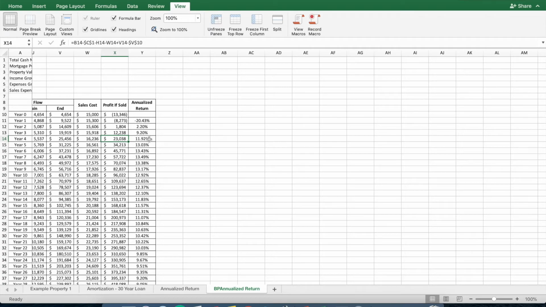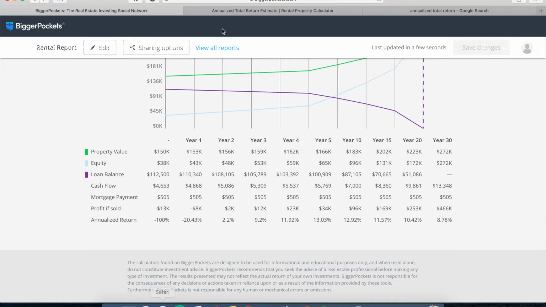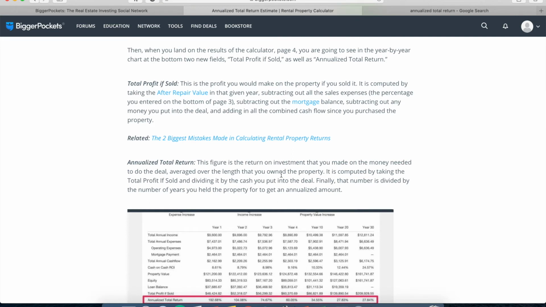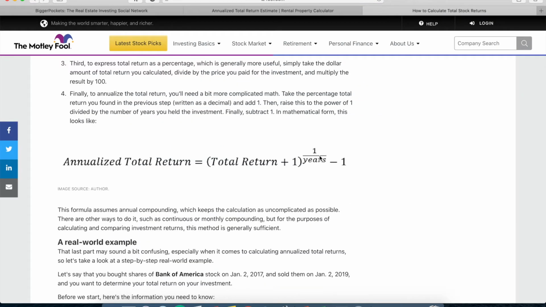Now, in terms of the annualized return, if we go back to how Brandon Turner mentions that they calculate it, he says that you take the total profit if sold and divide it by the cash you put into the deal. Then you divide that number by the number of years that you held the property. That's actually incorrect. If you look at any different website, it'll say that the annualized total return is the total return plus 1 to the 1 over the number of years, minus 1.